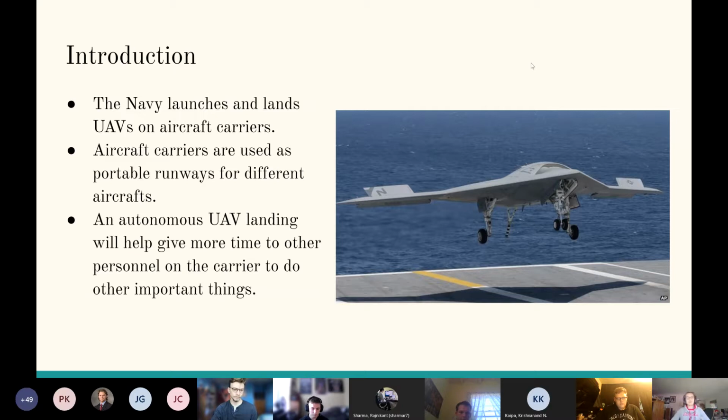So, like I've said, our project is over UAV landing on an aircraft carrier. Aircraft carriers are basically used as portable runways for many different aircraft, including UAVs, and creating an autonomous UAV will help provide the Navy with time that they could be using towards other important things. So that's why we decided to look into this.